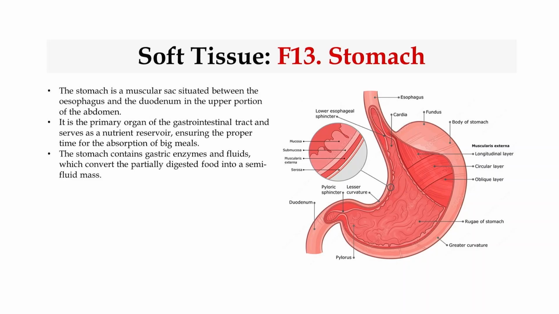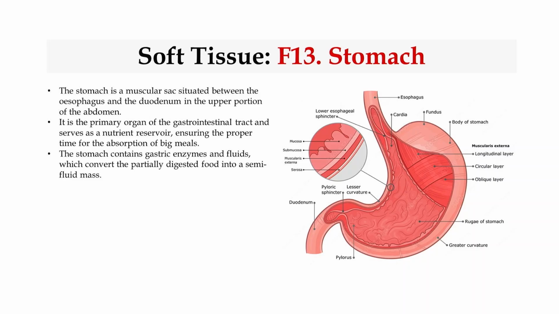Then you have the body of the stomach, and then you have the muscularis externa. These are some of the key muscles which are responsible for different functions. They have several different layers, as mentioned here in the figure: the longitudinal layer, the circular layer, and the oblique layer.